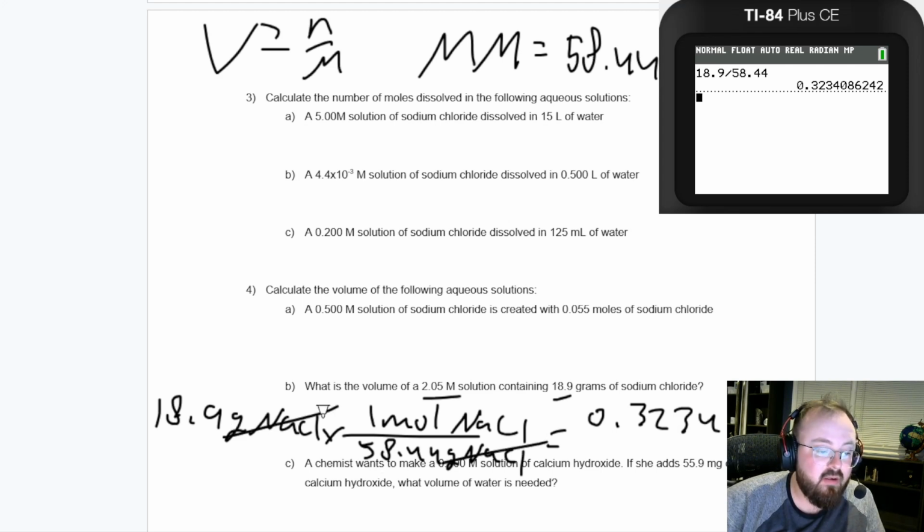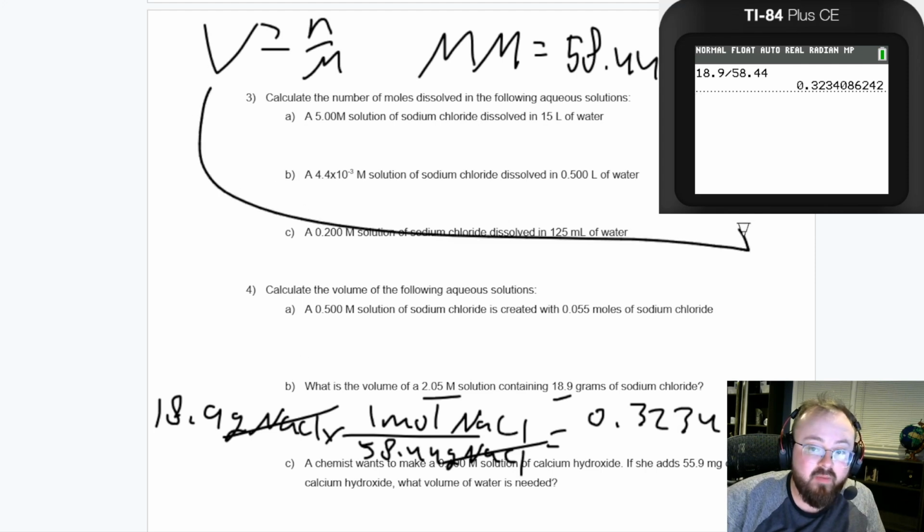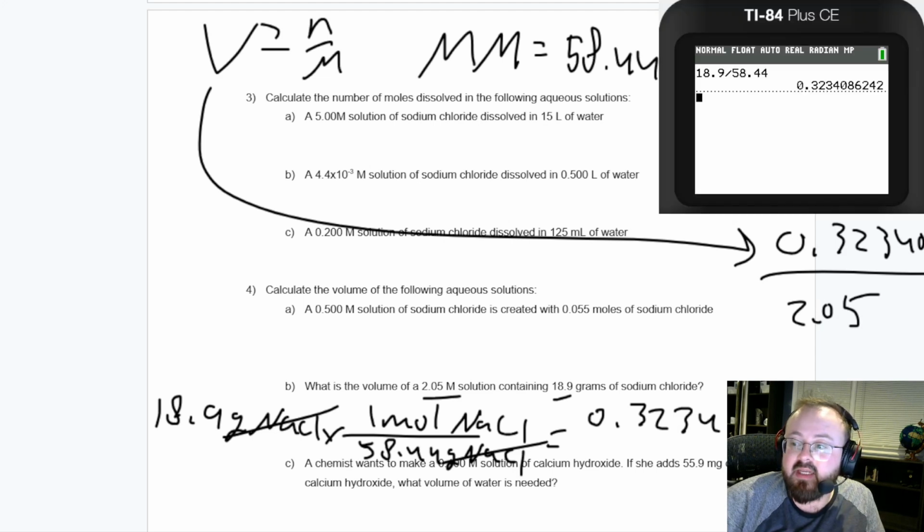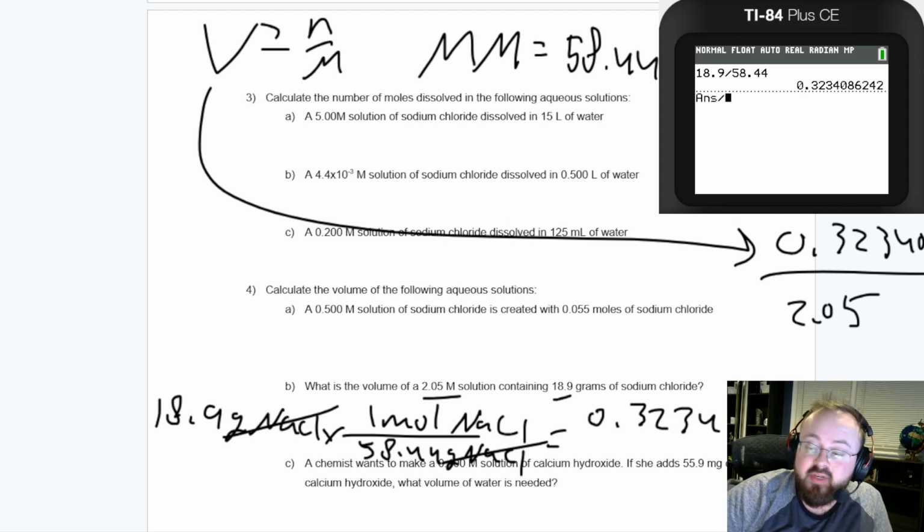Grams cancels out here. Now I can use my volume formula that I solved for. My volume is the moles, which is 0.32, this whole big number. Ran out of space, but you get the idea. Divided by my concentration, which is 2.05. So we bring back the calculator. I'm going to take this number, divide it. By the way, the ANS is the answer, which is the previous example. If you don't touch anything on your calculator and you just press an operation key, it'll bring up the answer, which is the last number that I just did. So, useful calculator tricks. Right?